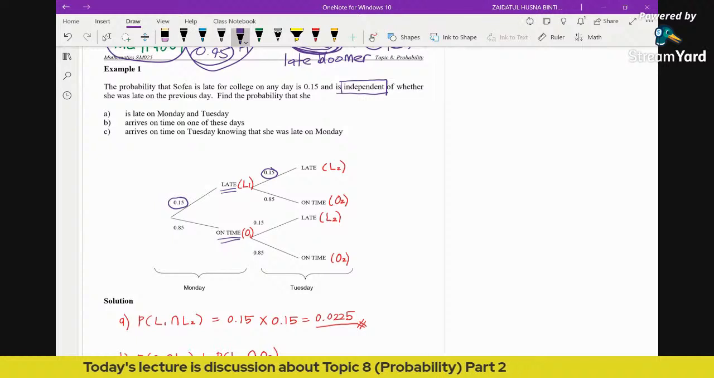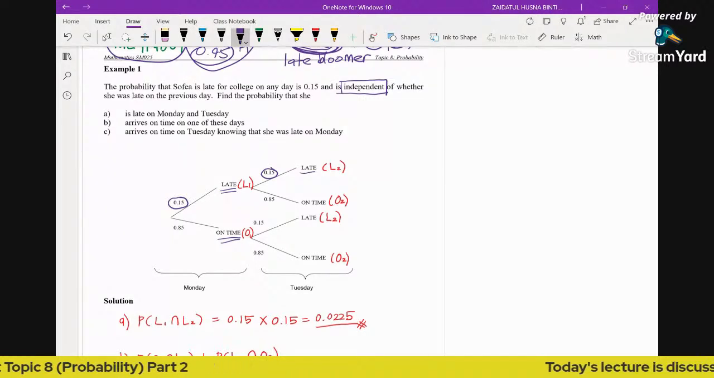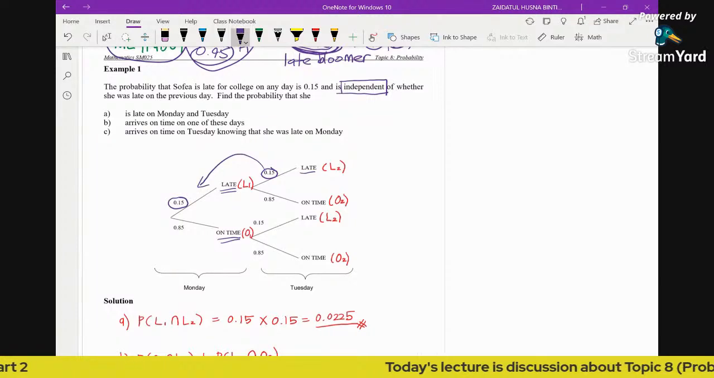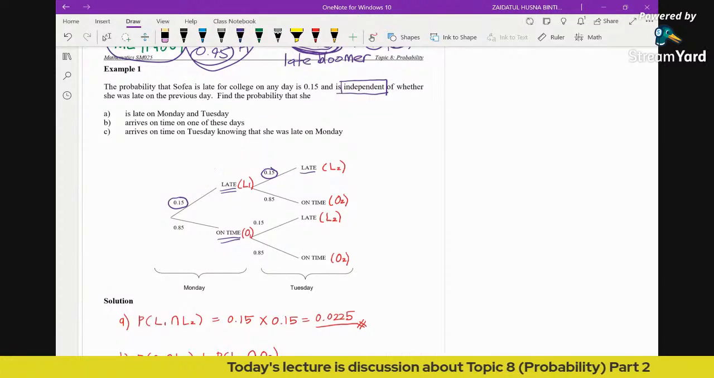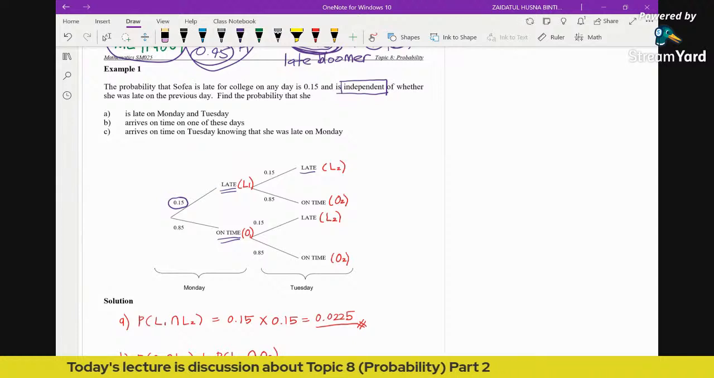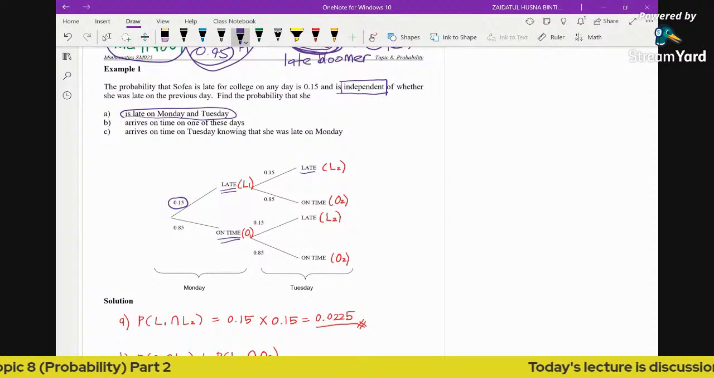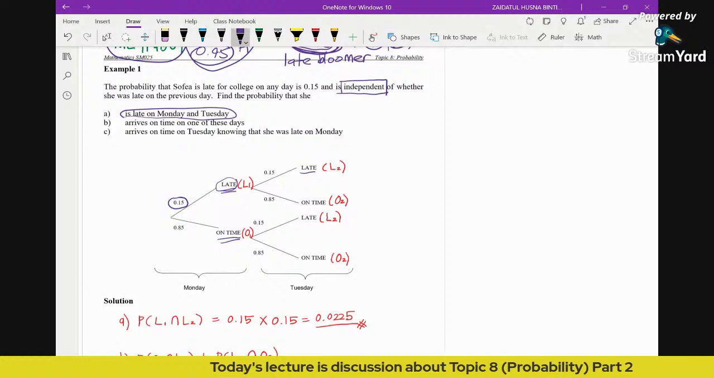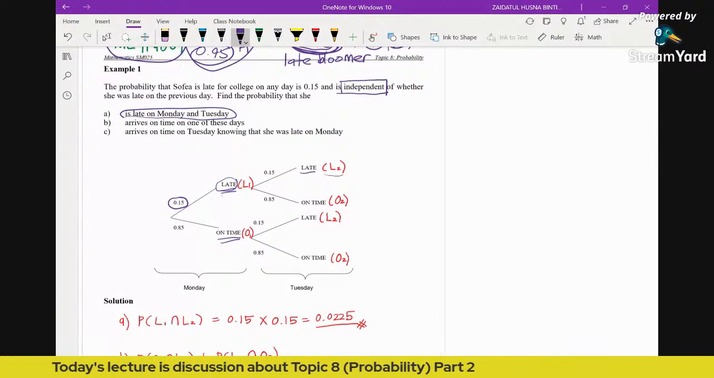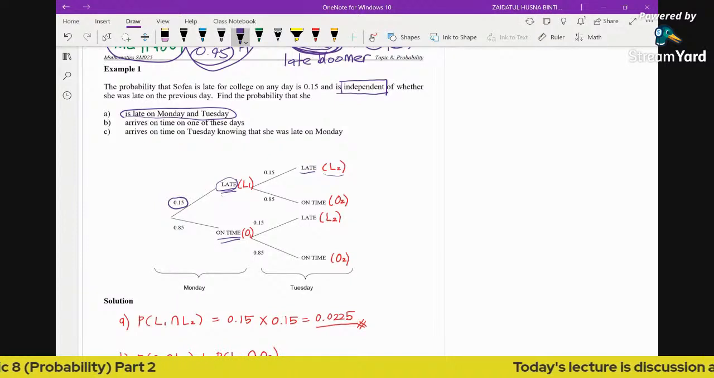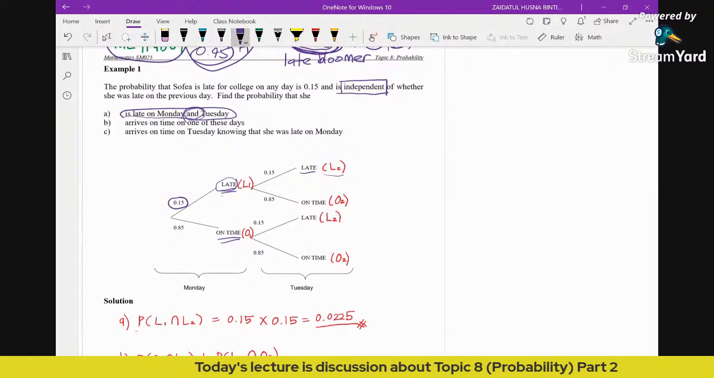So the probability of getting late on the second day is not dependent on the probability of getting late on the first day. That's why the value is equal. Find the probability that she is late on Monday and Tuesday. So I use L1 to represent getting late on the first day, which is Monday, and L2 for getting late on Tuesday, the second day. So now we are looking for L1 intersect L2.